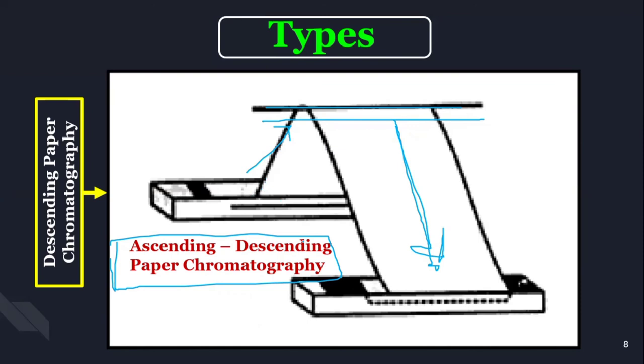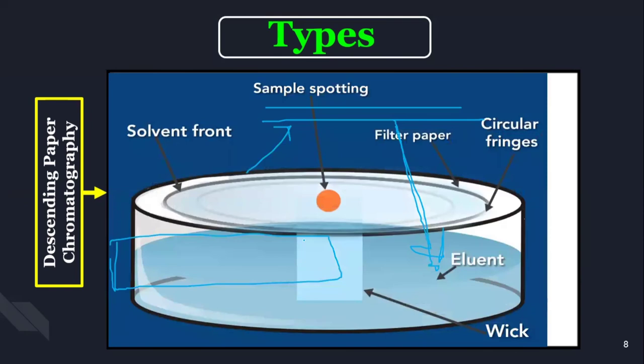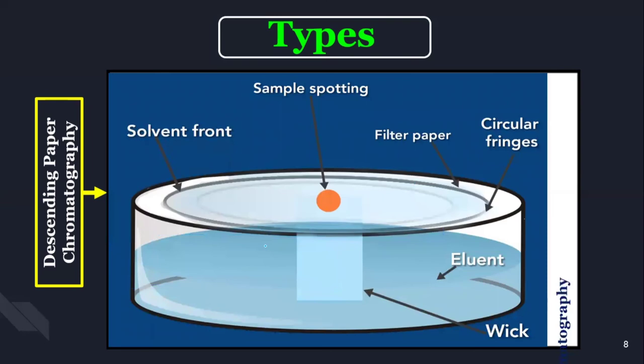Now, after understanding the third type, the fourth type is circular chromatography, or we can say radial paper chromatography. The beauty of radial paper chromatography is that it is totally different from the earlier paper chromatography. Here we are not going to use any rectangular paper sheet. Here we use a circular paper sheet. That's why this technique is known as circular paper chromatography.